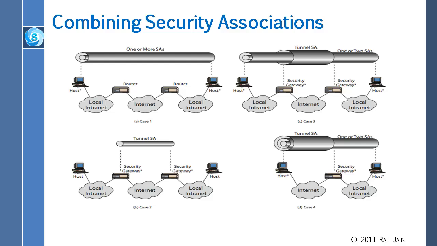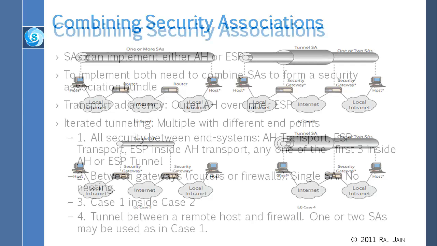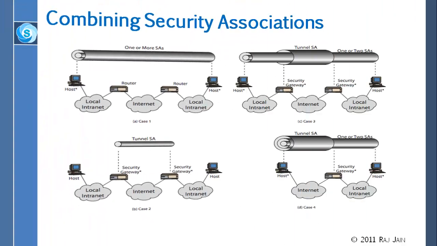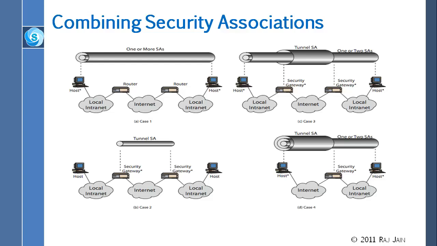In case 2, the tunnels end at different points. So this tunnel ended here, whereas this tunnel continued to the end. So case 2, between the gateways or firewalls, single association, no nesting. This is the second case, between the gateways. Sorry, case 2 is here. Sorry, I cannot even read very well. These letters are so small. Case 2 is here, between the gateways.